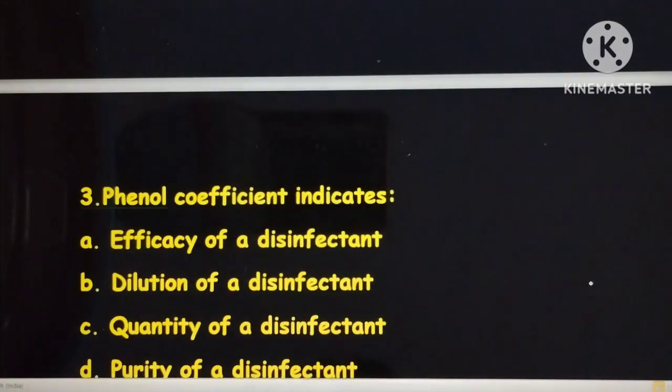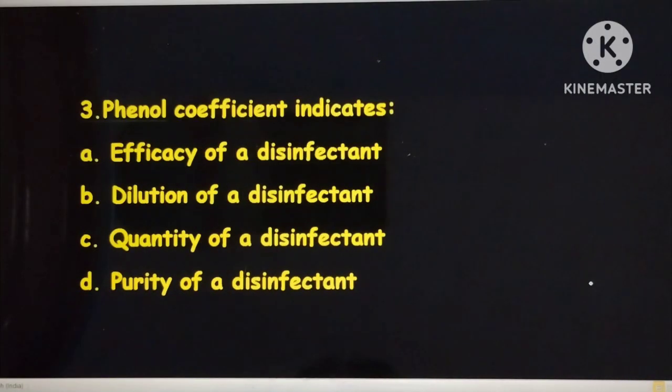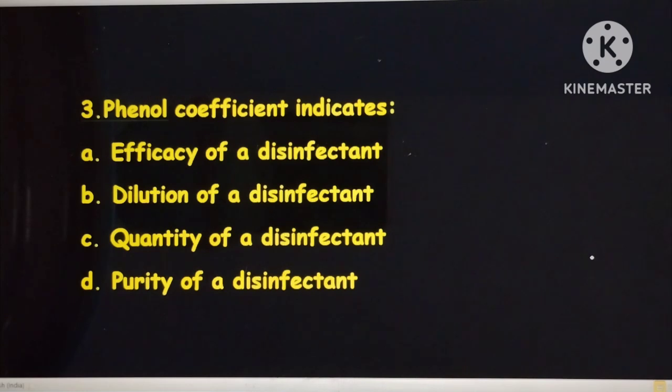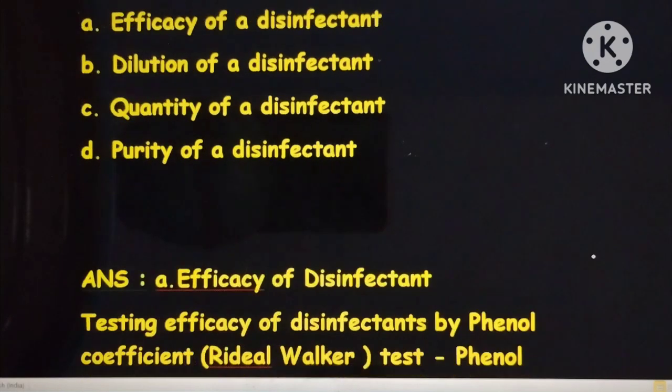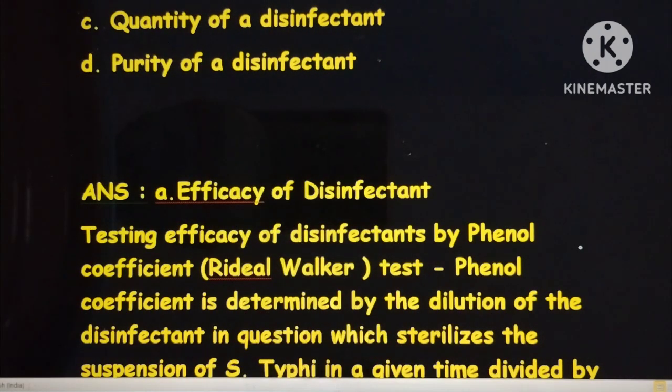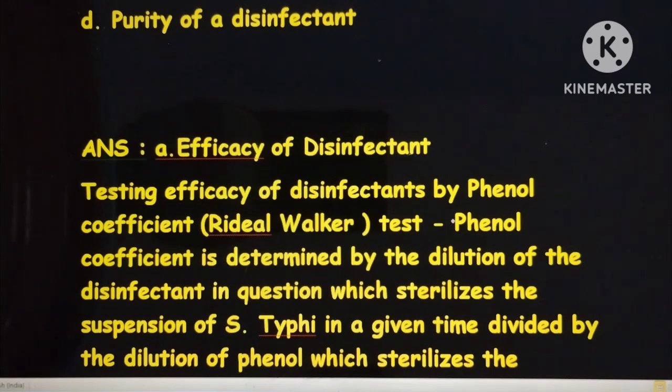Coming to the third question: the phenol coefficient indicates efficacy of disinfectant, dilution of a disinfectant, quantity of a disinfectant, or purity of a disinfectant. This is a famous question which has been asked repeatedly. I think you are well versed in this topic. So here the answer is efficacy.